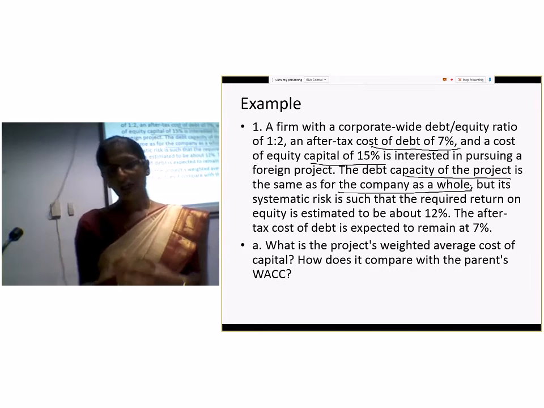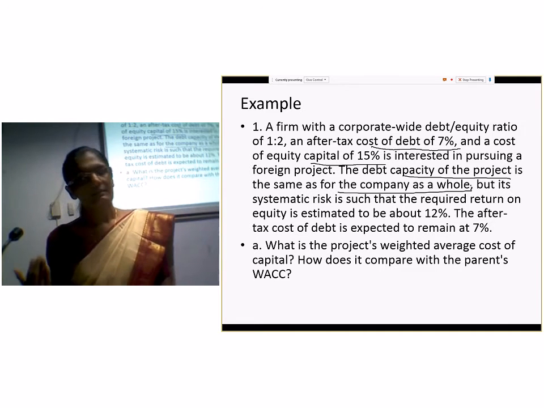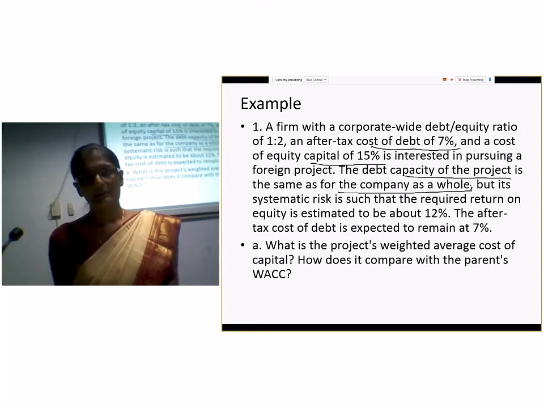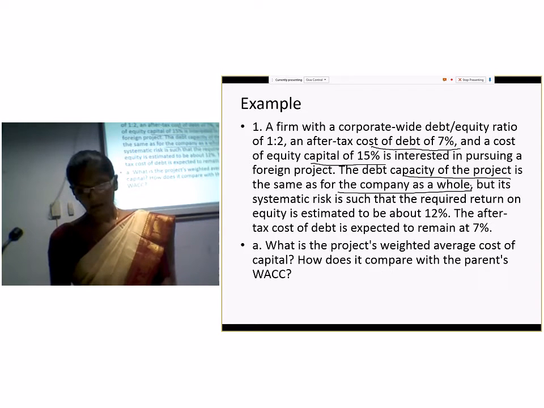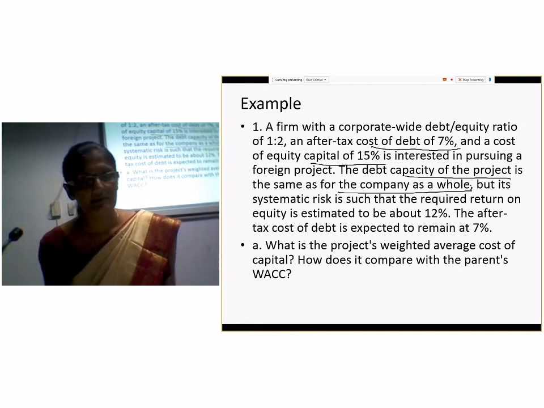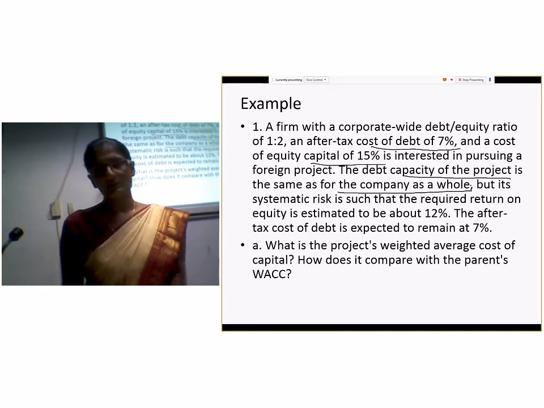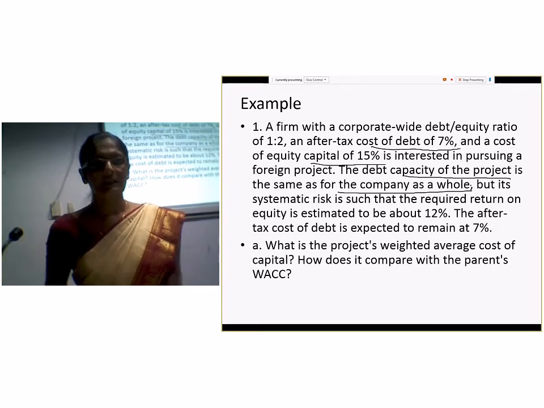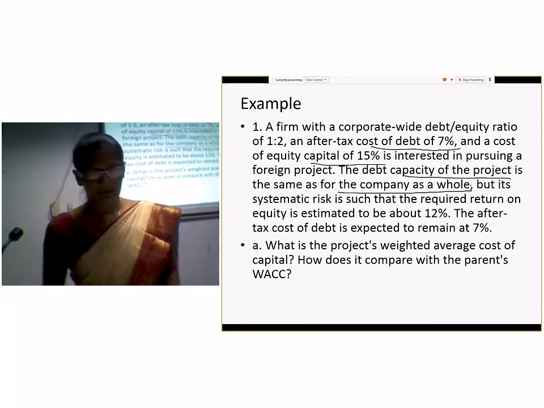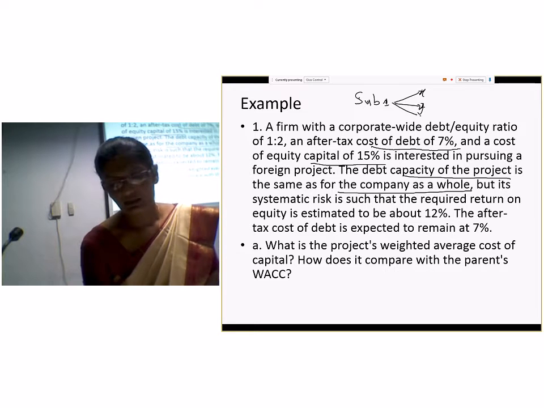So when we calculate the cost for those projects, we should not base the project's risk on the parent company's risk. Project risk could be totally different from the parent company's risk. If that is different, we have to incorporate the right risk associated with the particular project, not the parent company's risk, right? Even if it is a subsidiary, let's say subsidiary 1, they might have different projects, right? Project 1, 2, project X, Y, and Z, right?